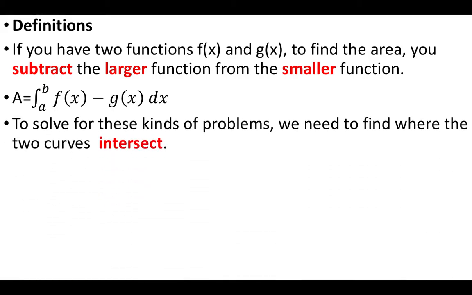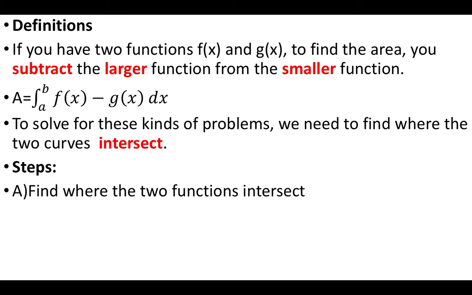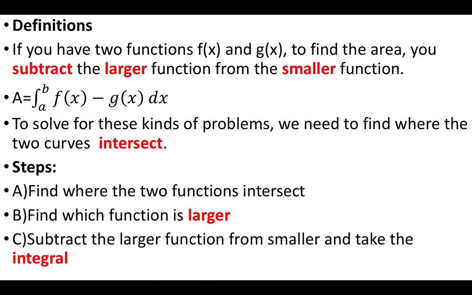To solve for these kinds of problems, we need to find where the two curves intersect. That is the interval. Where both graphs intersect is where you start calculating the area and where you end calculating the area. That is where the a and the b will be. So we need to find where they intersect. Let's go over the steps though. Step 1, find where the two functions intersect. Step 2, determine which function is larger or taller. Step 3, subtract the smaller function from the larger, and then take the integral. Those are the steps for finding the area between two functions.